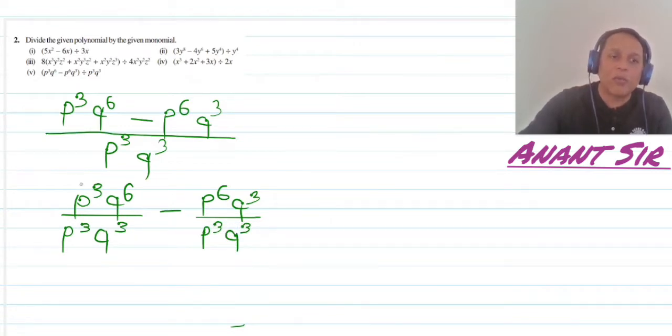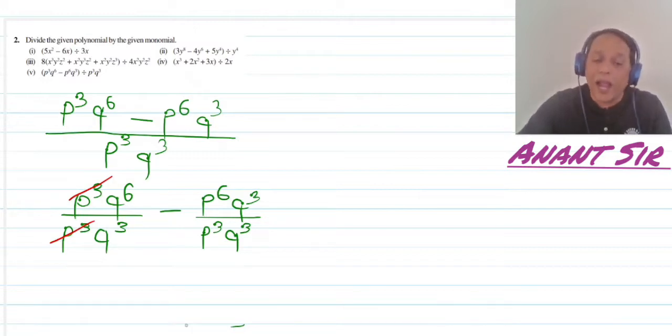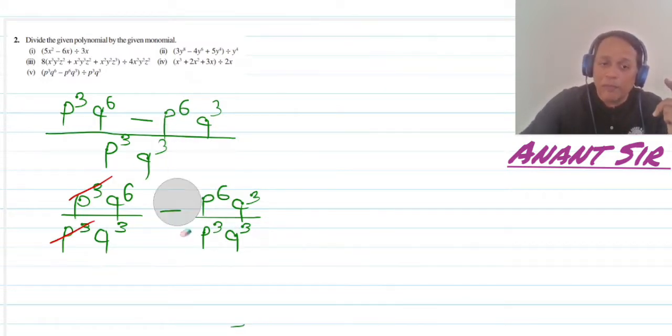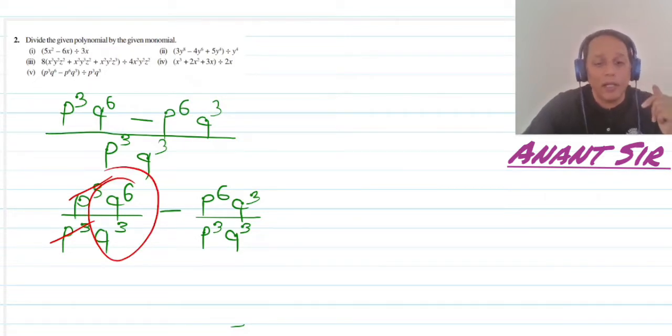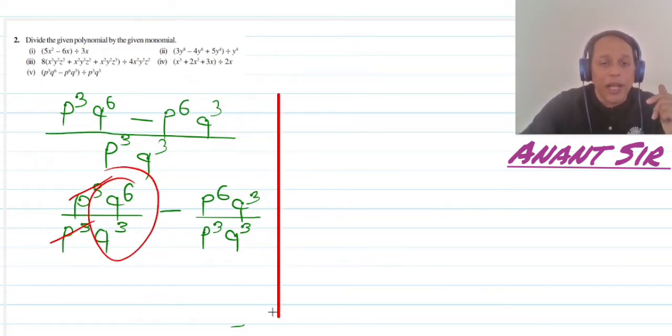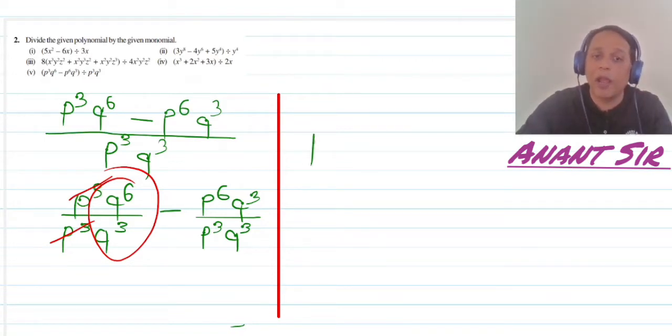Now we can just cut this p raised to 3 and what remains in q? There are 6 q's in the numerator and 3 in the denominator. So 3 q's are more in numerator. So numerator will have q raised to power 3, nothing in the denominator.